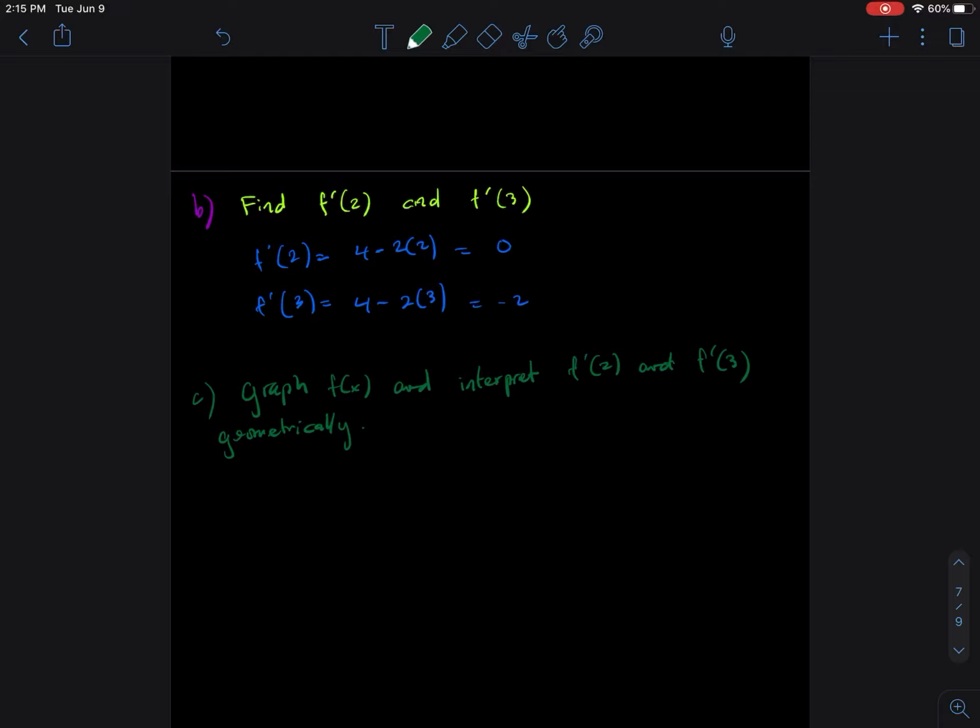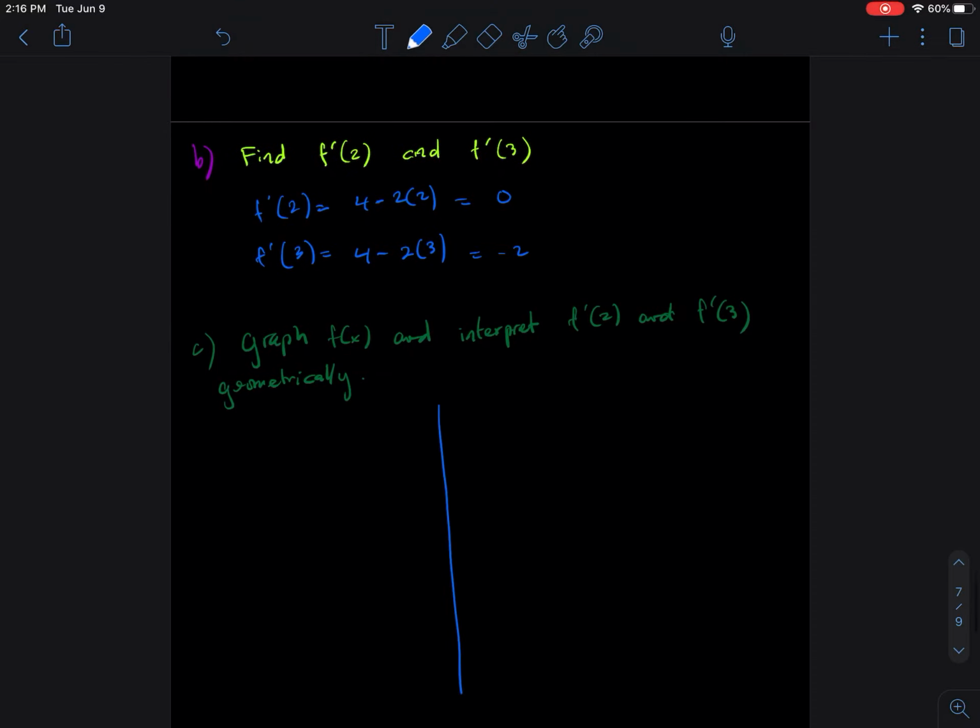So I'm going to go ahead and graph this function for you. I know it's been a while for many of us to graph a parabola. Oh, that's kind of slanted, so I want to do 2.